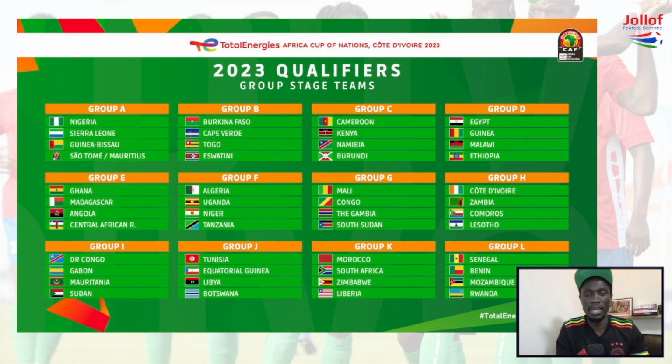And Group K: Morocco, South Africa, Zimbabwe, and Liberia. Zimbabwe is the other team that is on the FIFA ban. So if it's not lifted, they are out. So it depends what happens there. But again, Morocco and South Africa.